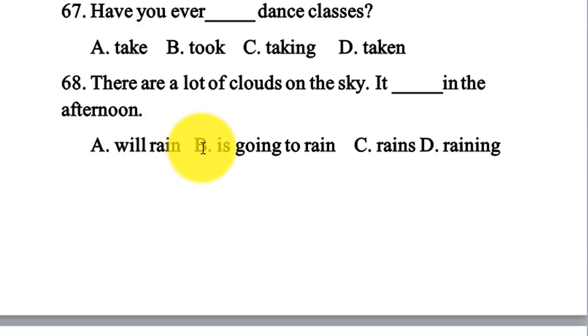Interesting. If you answer B, right, there are a lot of clouds in the sky. So it's going to rain in the afternoon, which is a future intention. A future intention means at least there is 70% chance the event is going to happen in the future.